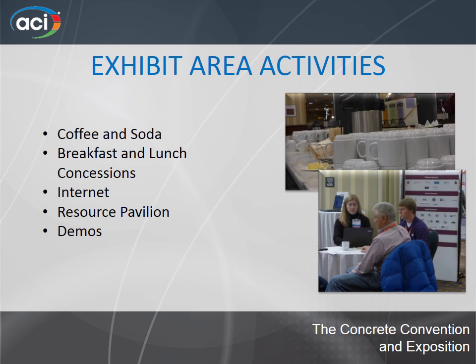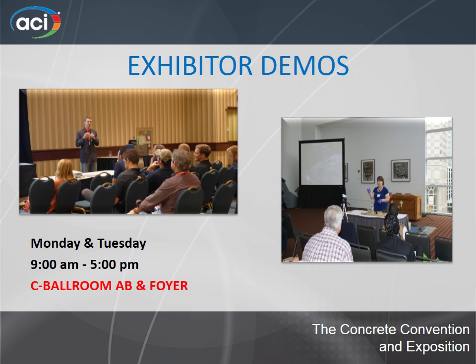Demos will be held in the exhibit area on Monday and Tuesday. Check out the convention app for an updated demo schedule. Exhibitors at the convention have the opportunity to give a demonstration of their products during designated demonstration hours. Demonstrations are scheduled on Monday and Tuesday from 9 a.m. to 5 p.m. Updates will be posted to the convention app as well as the convention website.